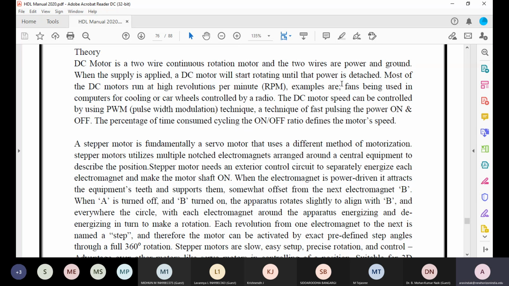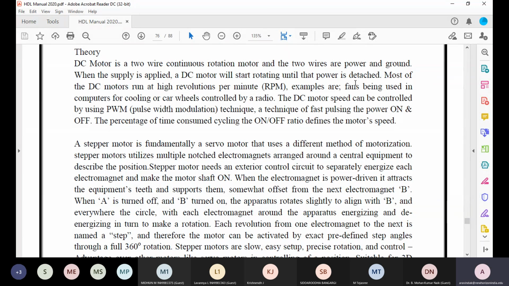Inside your mobile phone you will have a vibrator. That vibrator is connected again to a small DC motor. So these are all the examples of DC motor. Some examples mentioned here are fans being used in computers for cooling, or car wheels controlled by a radio. Those are all DC motors.